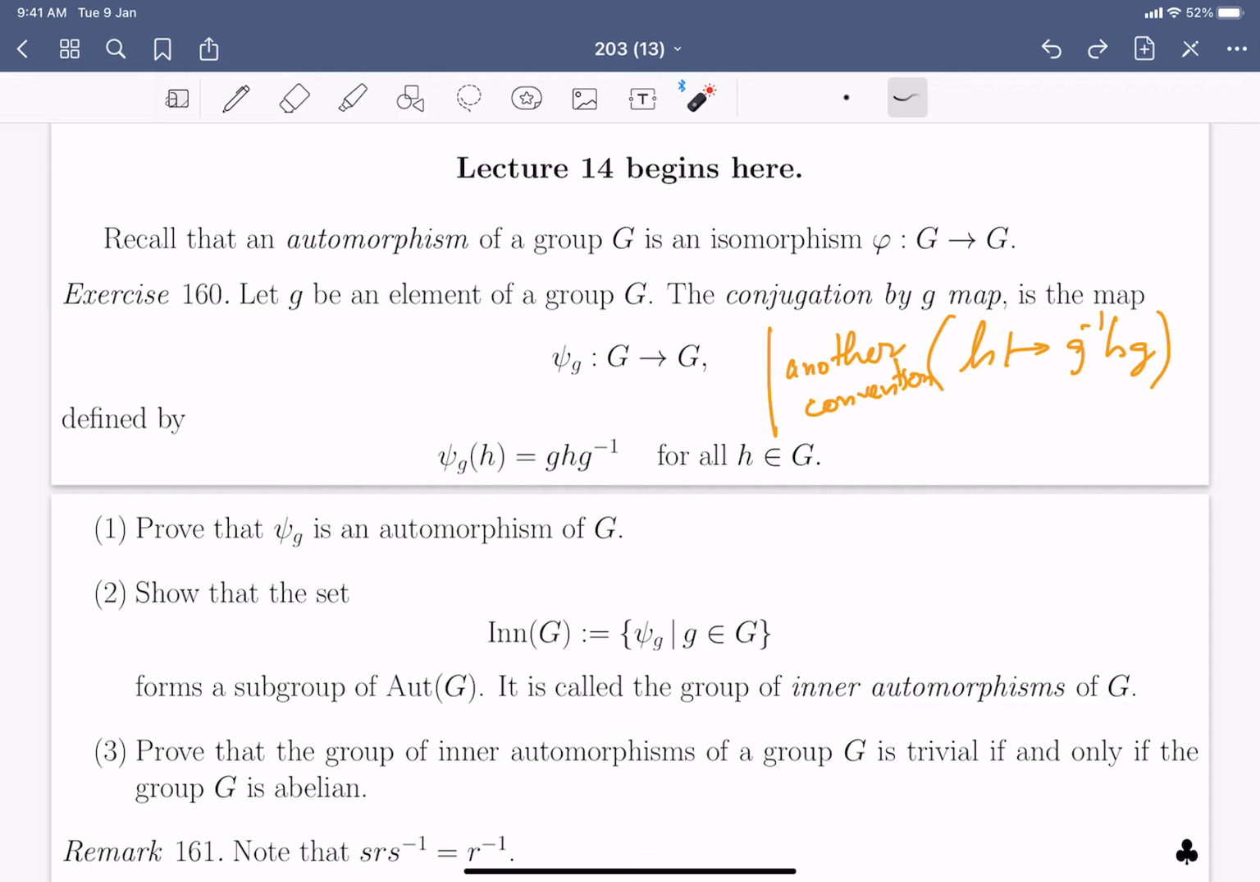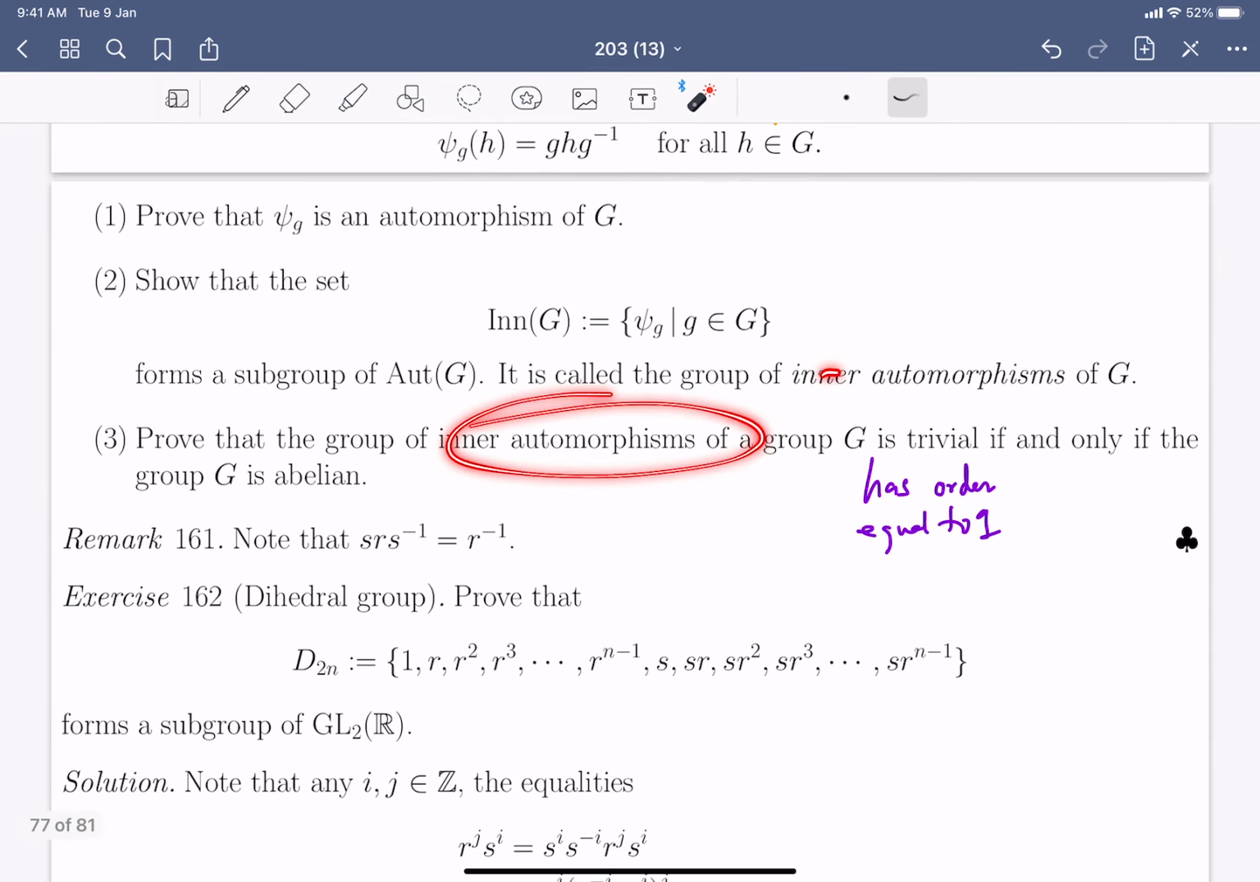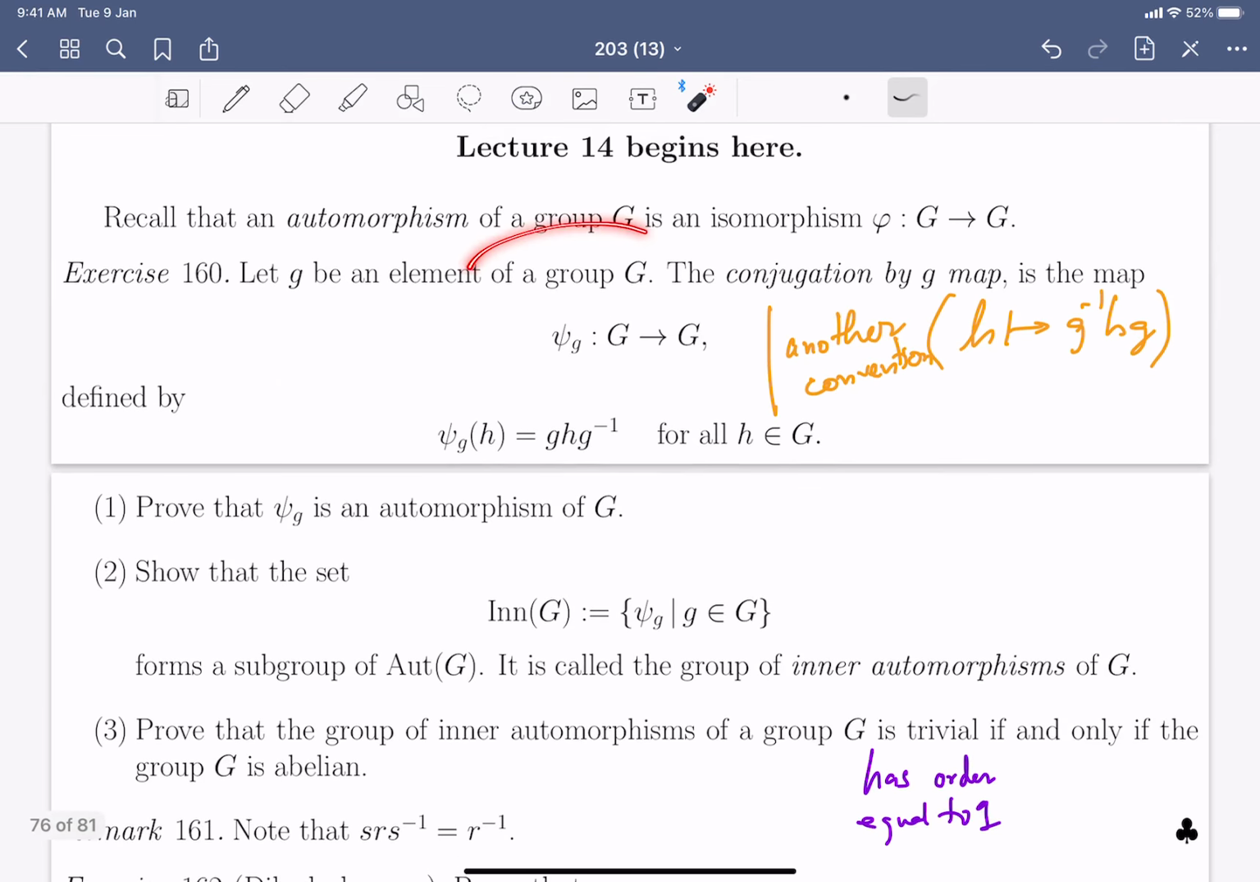Here is an exercise which says that the group of inner automorphisms of a group G is trivial. Recall that you have already defined this notion of a trivial group: a group is said to be trivial if it has order equal to 1. So the group of inner automorphisms of G is trivial, in other words has order equal to 1, if and only if the group G that you have started with is abelian.